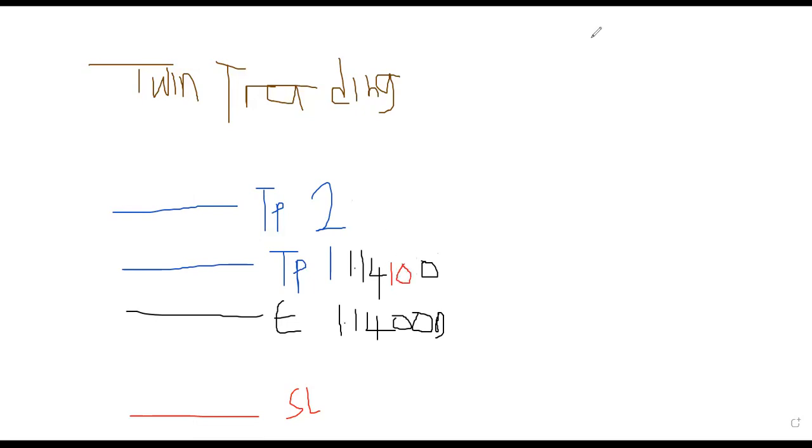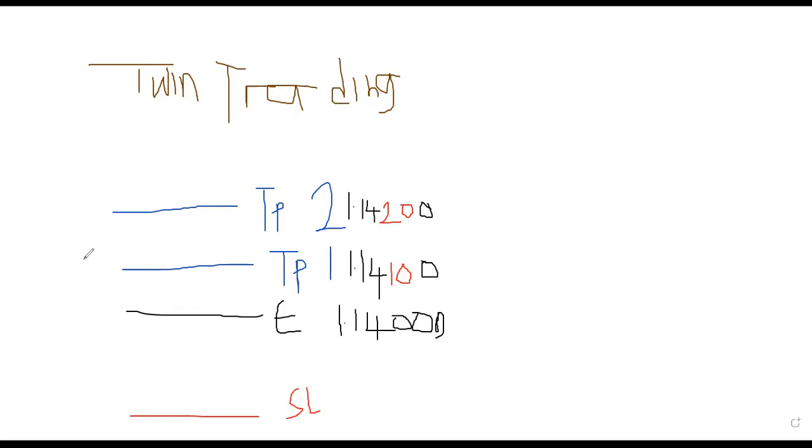Let's say TP2 is 1.1420. Please have this in mind that we are adding 10 pips to the entry point for the first one and 20 for the second.